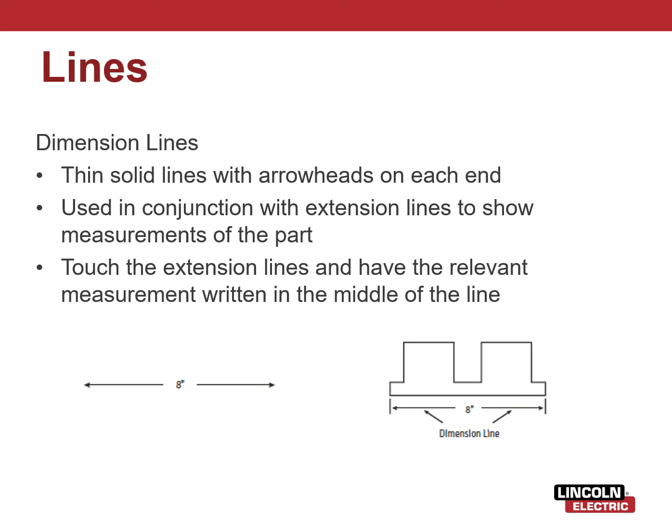Then we have dimension lines. So these are thin, solid lines with arrowheads on each end. All right, so this example right here, this is telling me 8 inches from this outer edge to this outer edge. So this is the dimension line. They are used in conjunction with extension lines. Those are what's referencing the edge that's being measured. They touch the extension lines and have the relevant measurement within the middle of the line. Okay, so measurement, dimension line, extension line.